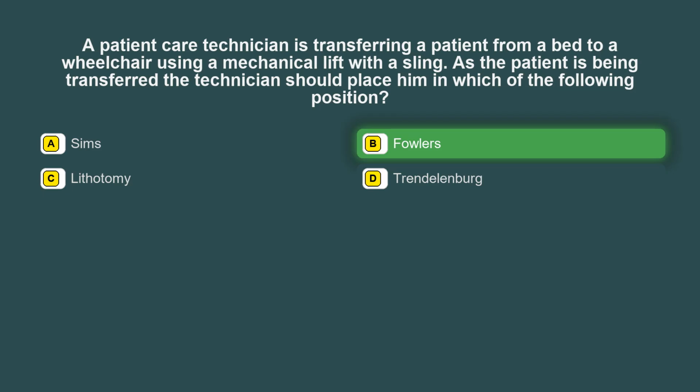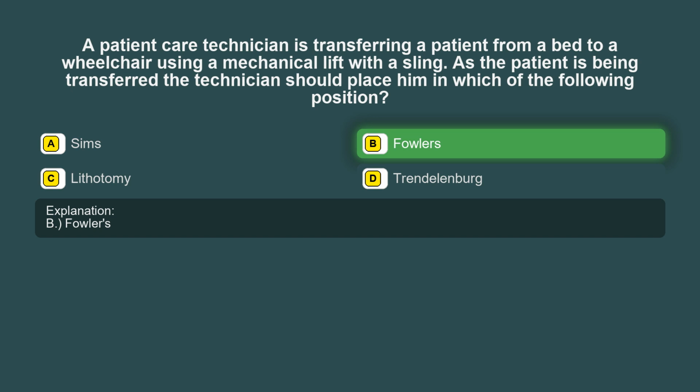The correct answer is option B. Fowler's.